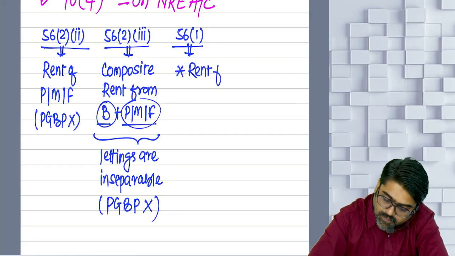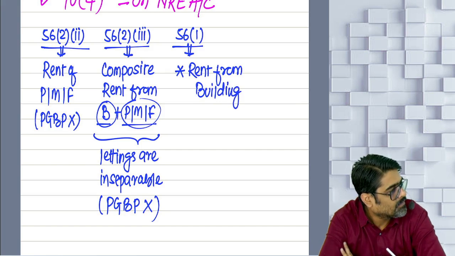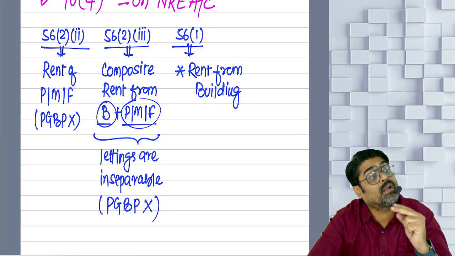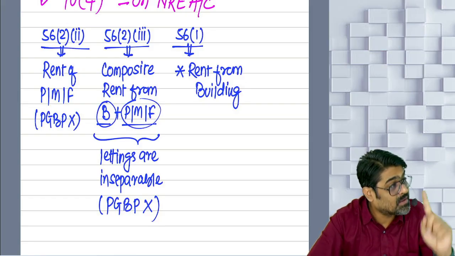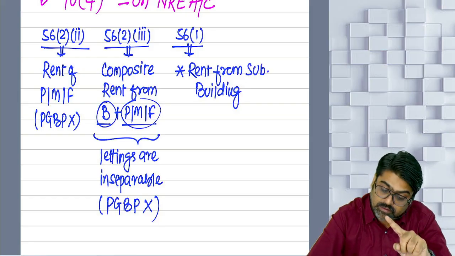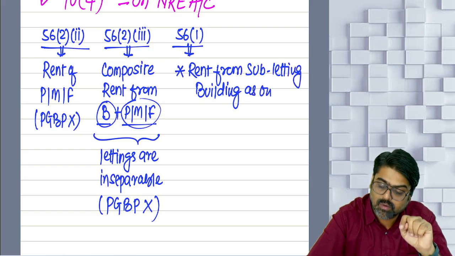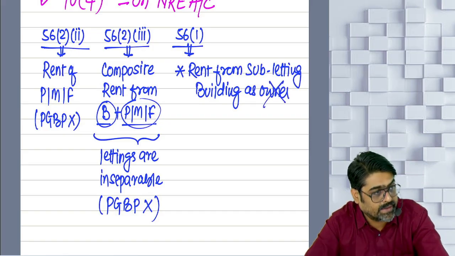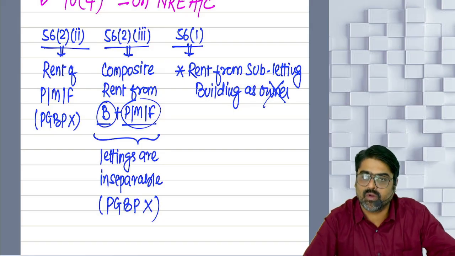Now what if I am earning rent from a building only? Rent from building. But I am not earning this rent by letting out the building as an owner. If I were earning the rent as an owner, then it would be my house property income. I am earning the rent from subletting. I am not the owner of that building. I took that building on rent, so I am a tenant of the building, and further I am subletting that building to someone and earning the rental income.